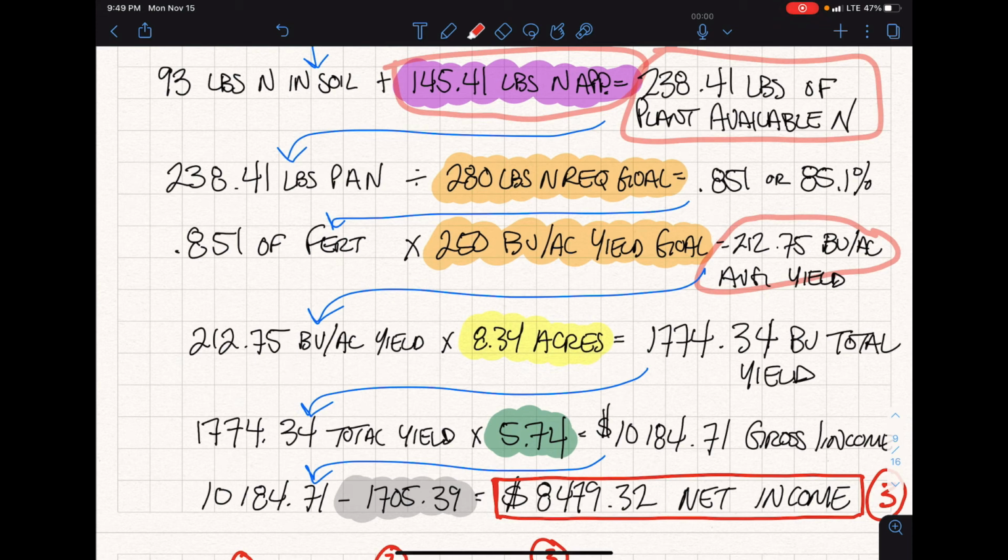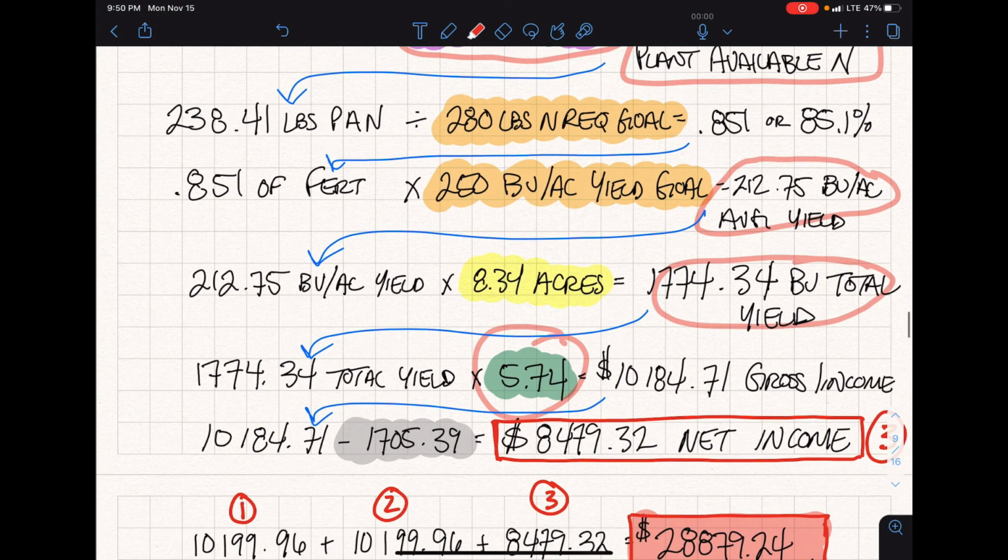Since we know what we can actually expect to make with the fertility regimen that we used, we can now throw that bushel per acre down here just like we would on any other calculation and multiply that by our total acreage that we are growing. So 212.75 bushel per acre average times 8.34 acres gives us a total bushel yield of 1,774.34 bushel. Now that we know what we've got off of our field, we can continue to drag that down and multiply that by our December futures price and find that we would have $10,184.71 gross income.